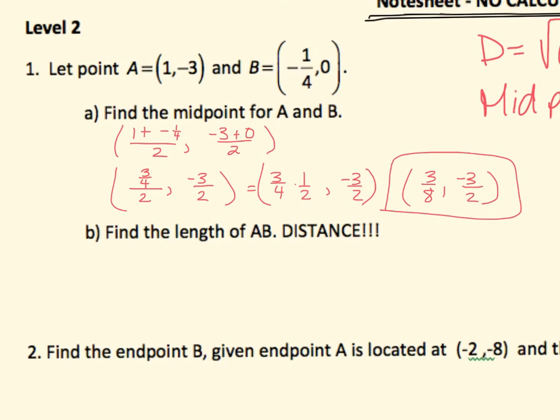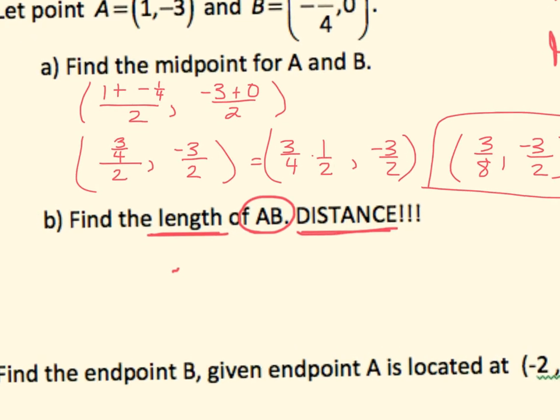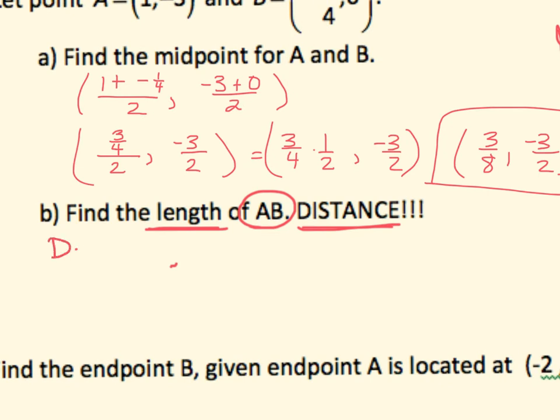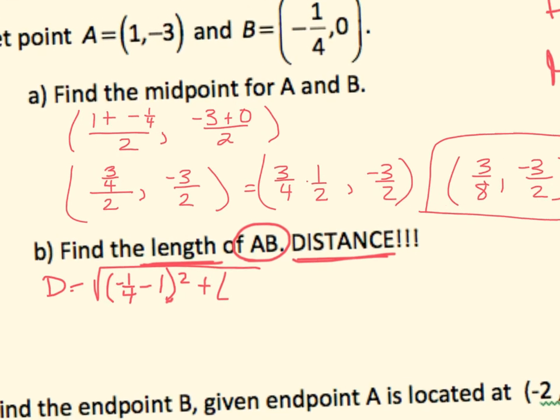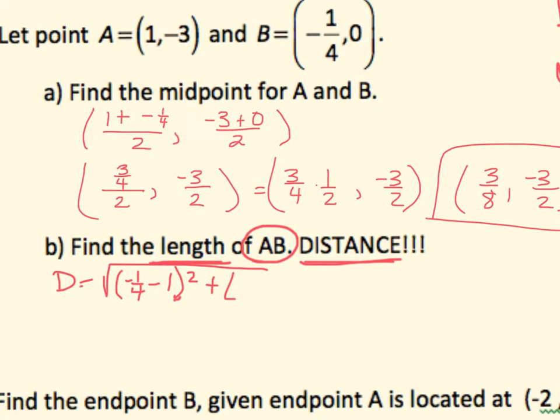Now for the distance, find the length. This is what we mean by distance. If it says find the length of AB, or if it says find AB with no bar over the top of it, it means to use the distance formula. So if you use the distance formula, we would have D equal to the square root of x2, so let's do negative 1/4, minus 1 squared, plus 0 minus negative 3 squared.